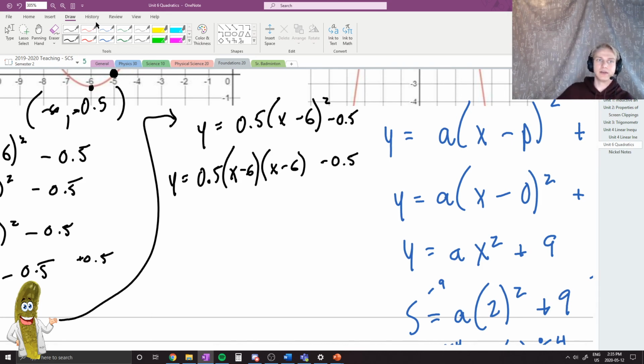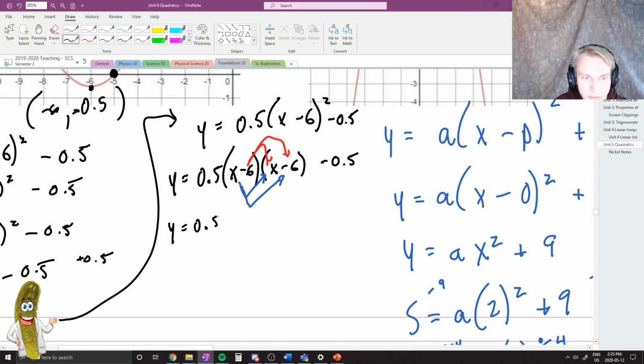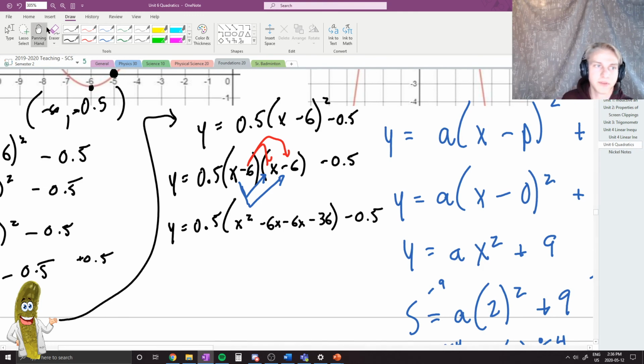Foiling this out, we would go x times x, x times negative 6, and then negative 6 times x and negative 6 times negative 6. And what we should get here is y is equal to 0.5 times x squared minus 6x minus 6x plus 36, minus 0.5. And then we'd have to multiply this 0.5 by each thing inside the brackets. And so I'm going to combine the two negative 6's into negative 12x, the like terms.